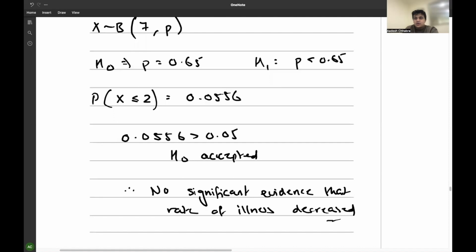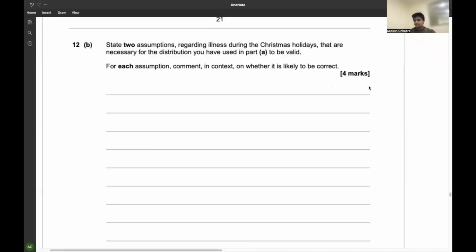And that is question 12A. So for question 12B, we've been asked to state two assumptions regarding illness during the Christmas holidays that are necessary for the distribution that we've used in part A to be valid. Now, for each assumption, we have been asked to comment within context on whether it is likely to be correct.